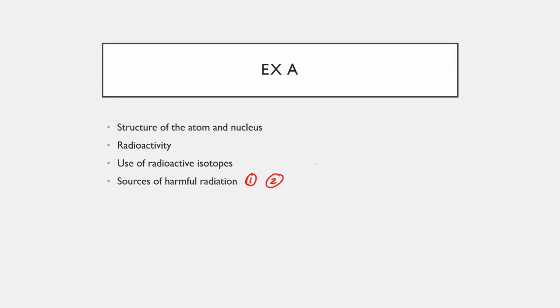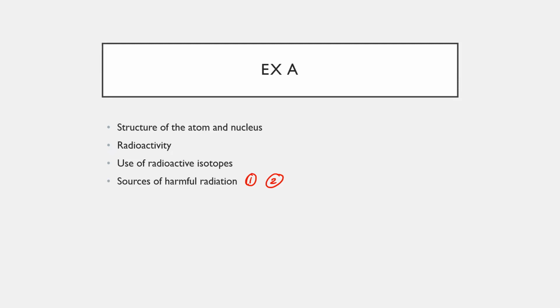The second source of radiation is nuclear waste. Nuclear waste is generated from nuclear power plants. It is also generated from hospitals where radioactive isotopes are used, because after use they continue to remain radioactive. One thing that you need to know is that they remain radioactive for thousands of years.